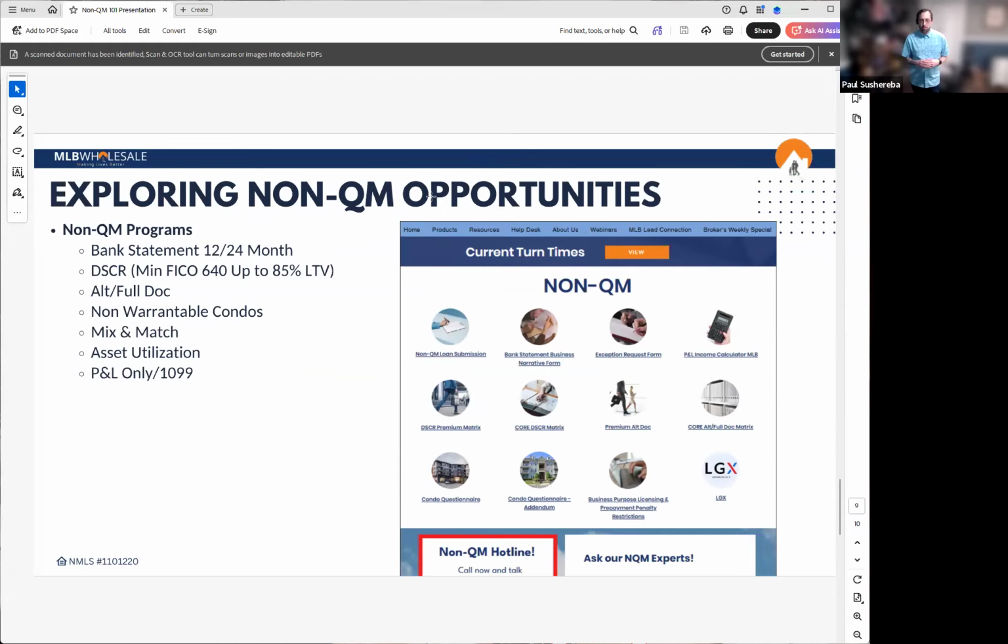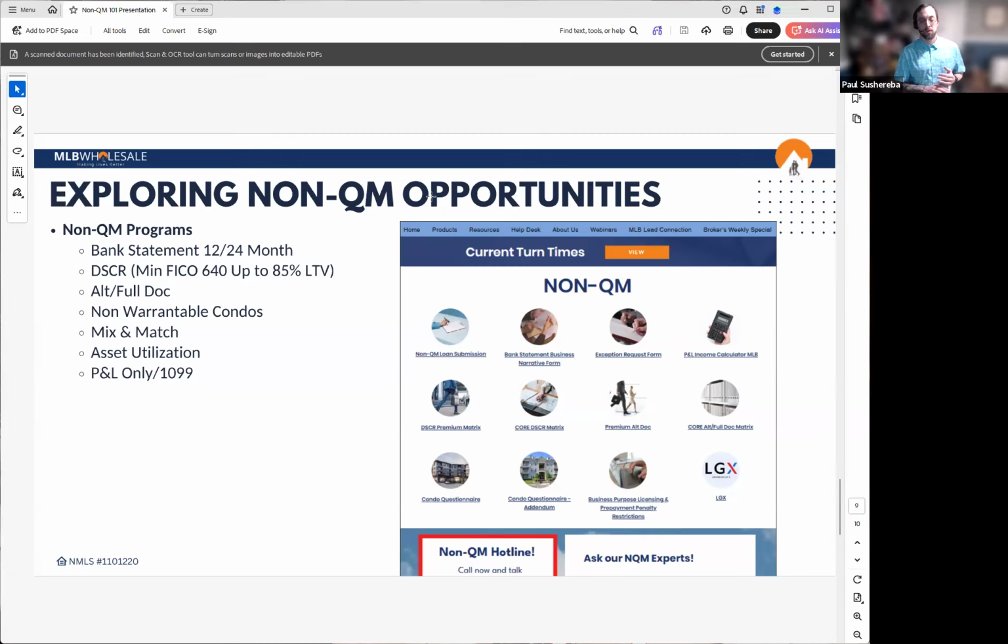In general, exploring non-QM options. Bank statement lending is one of the predominant non-QM forms out there. It can be either 12 or 24 months of business bank statements. There are opportunities to work with people that have been self-employed for 12, 18, 24 plus months. When you're at 18 and 12 months, there are a few more restrictions to keep in mind, like you need to be able to prove a 3-year prior history in the industry. But 24 months and out in self-employment in the same business, you've got a nice clean loan to start with.